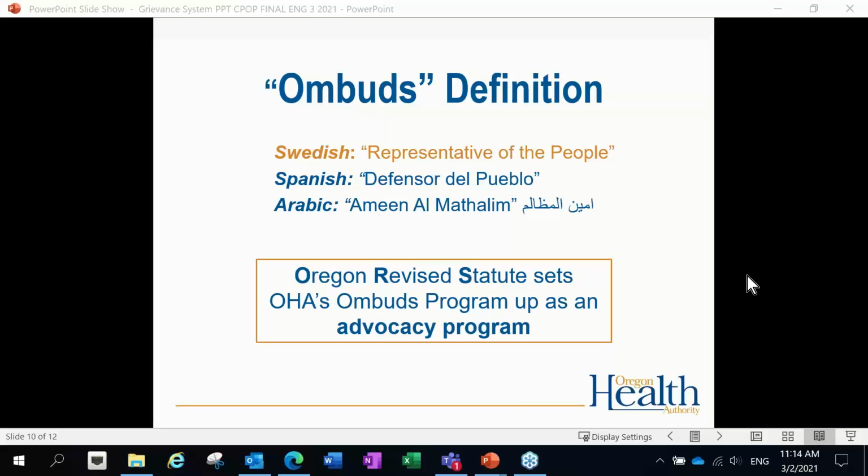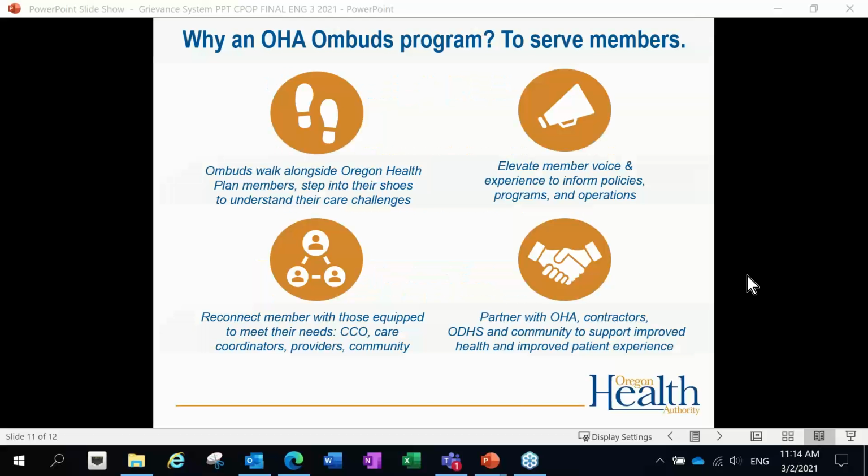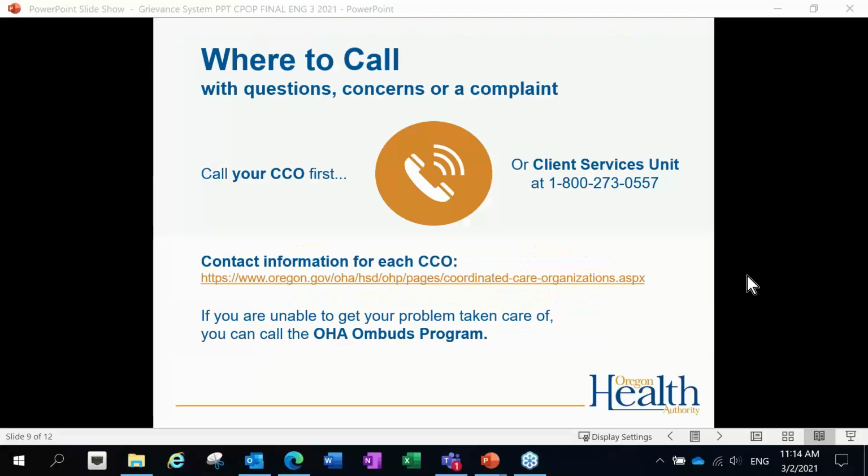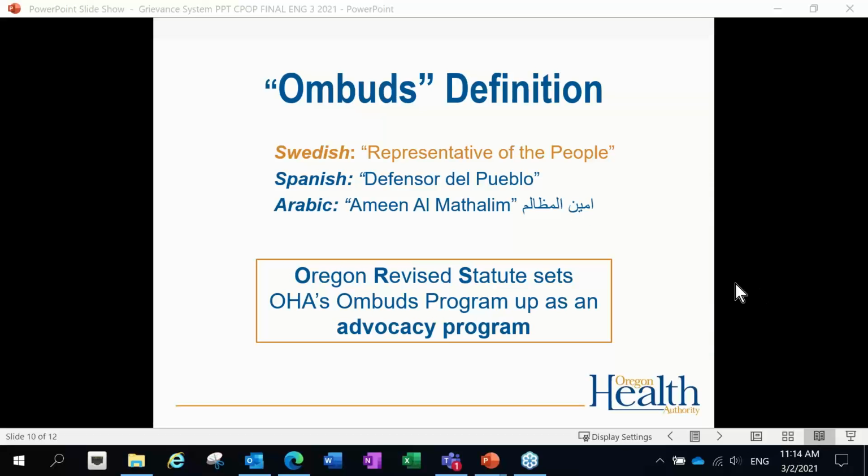Ombuds, or ombudsman. It derives from a Swedish word that means representative of the people. Sorry about that, my slides are jumping around. So again, the ombudsman is a representative of the people. In Spanish, it's defensor del pueblo. In Arabic, it's defender of injustices. Oregon revised statute, or through the Oregon legislature, has set up the Oregon Health Authority Ombuds program as an advocacy program. So we're here to advocate specifically for those that are on the Oregon Health Plan.